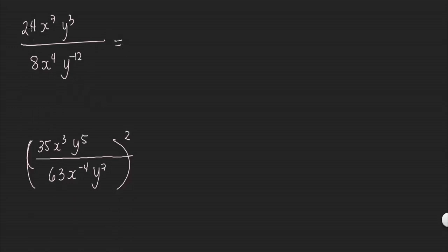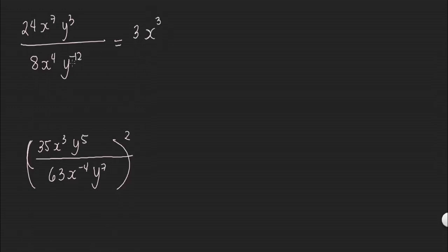example natin. So dito, ang kailangan natin gawin ay i-divide muna yung 24 sa 8. So 24 divided by 8, yes, that is 3. X raised to 7 divided by x raised to 4. So subtract natin yung exponent. 7 minus 4 is 3, positive 3.